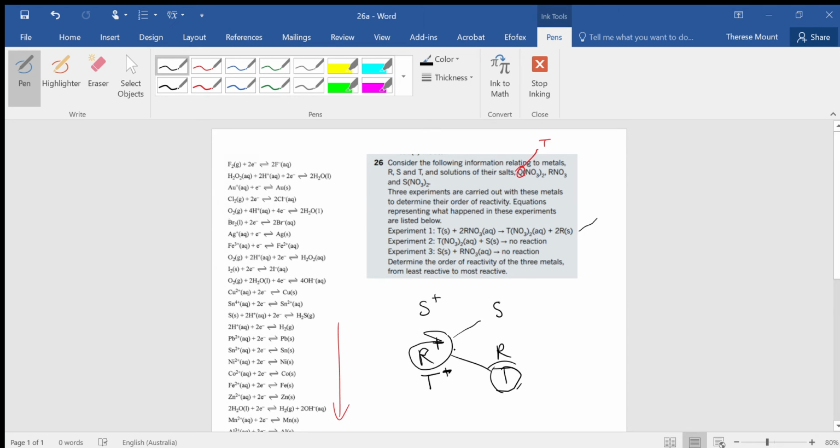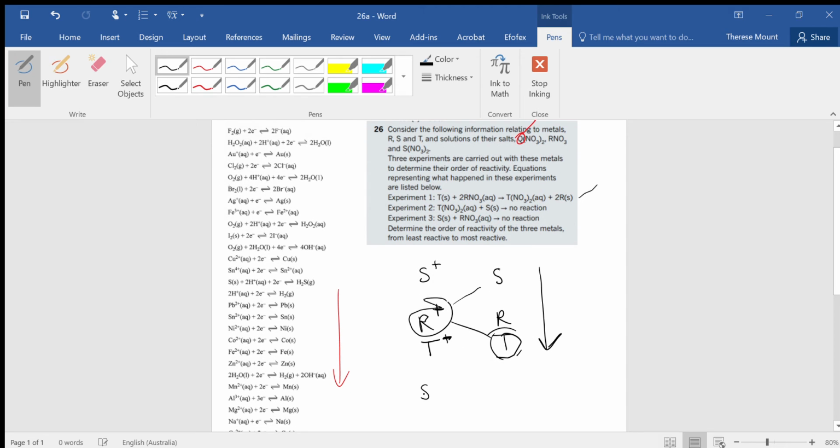So in that case, if reactivity increases as we go down the series, that tells me that S is the least reactive, then we've got R, and then we've got T.